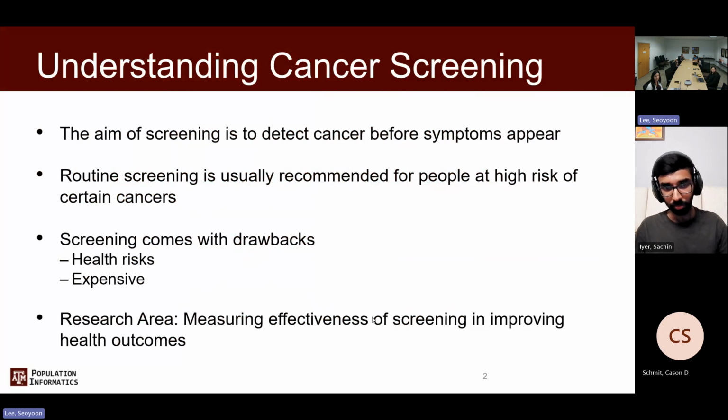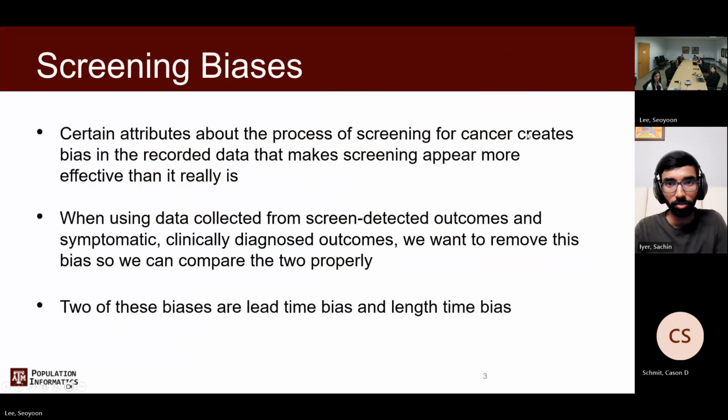Routine screening is usually recommended for people with high risks for certain cancers, but unfortunately, the screening comes with drawbacks. It can cost time and money, and certain screening procedures can be invasive or cause health risks in and of themselves. So that's why it is important to appropriately estimate how effective cancer screening is, so we know whether or not the outcomes that it results in are worth the costs.